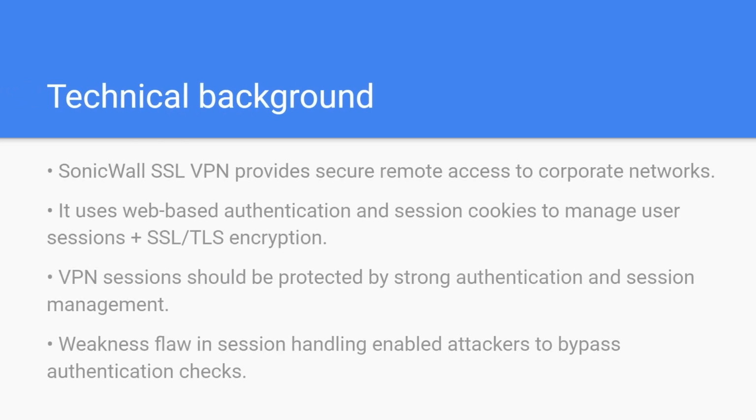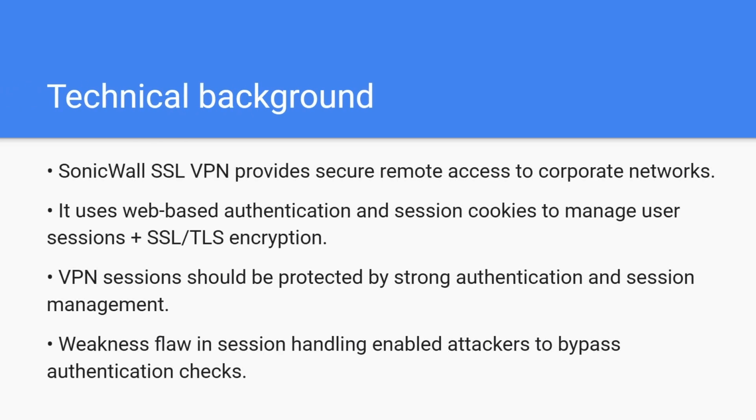Now, let me provide some technical background. SonicWall SSL VPN is a widely used product that organizations use to give employees and partners secure remote access to internal corporate networks. It relies on SSL/TLS encryption to protect traffic and on web-based authentication to control who can enter. After login, the server issues a session cookie that maintains the authenticated state of the user. Because VPN appliances are internet-facing, meaning connected and exposed to the internet, and act as a single entry point to many sensitive internal resources, they become a highly attractive target for attackers.